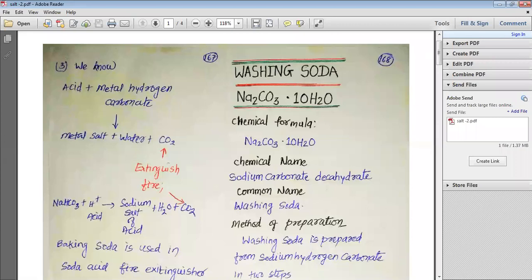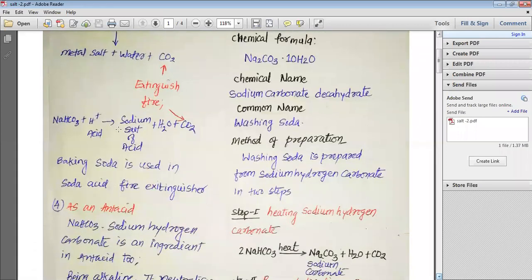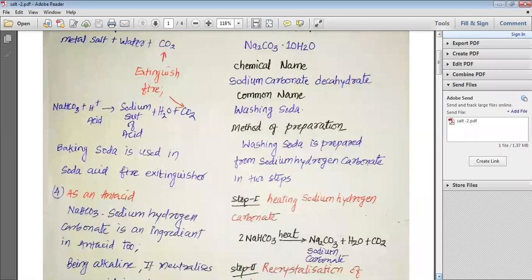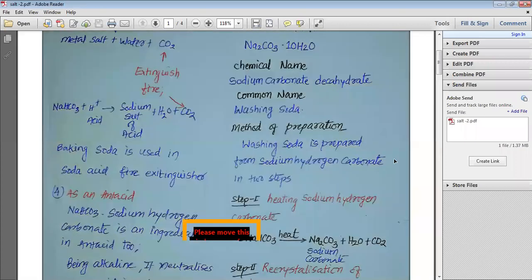So you can see that our baking soda NaHCO3, when it reacts with H+, which is an acid, produces the sodium salt of the acid plus water plus carbon dioxide. This carbon dioxide gas produced by the reaction of the acid and sodium hydrogen carbonate extinguishes the fire. So baking soda is used in the soda-acid fire extinguisher. So, my dear students, we can understand how baking soda is useful for extinguishing fire also.